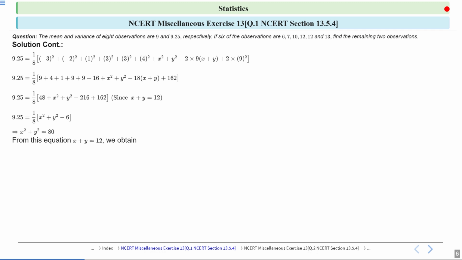Remember, earlier we found that x plus y is 12. So let's use this equation along with x square plus y square equal to 80 to find the values of x and y. So we will use the identity for the square of a sum next. So let's square both sides of x plus y equal to 12. That gives x square plus y square plus 2xy is equal to 144. So this equation will help us to relate x square plus y square and x times y.